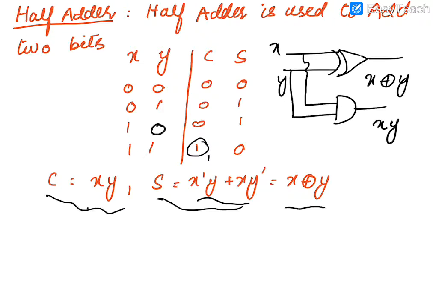Next and the last step is that you will use logic gates to implement these outputs. This is the sum output and this is the carry output. The sum is basically the XOR of x and y, and c is basically the AND of x and y. So you will use an AND gate for carry and an XOR gate for sum.